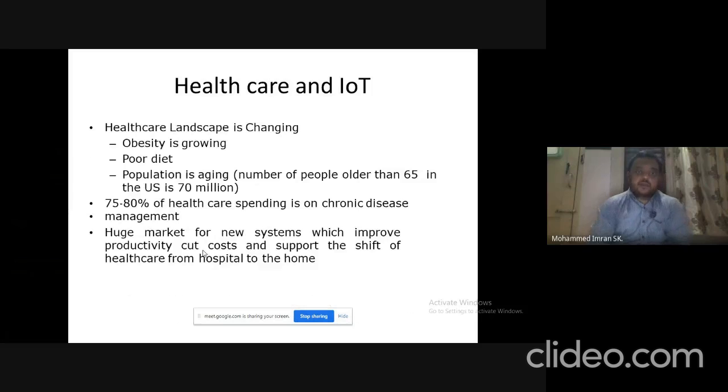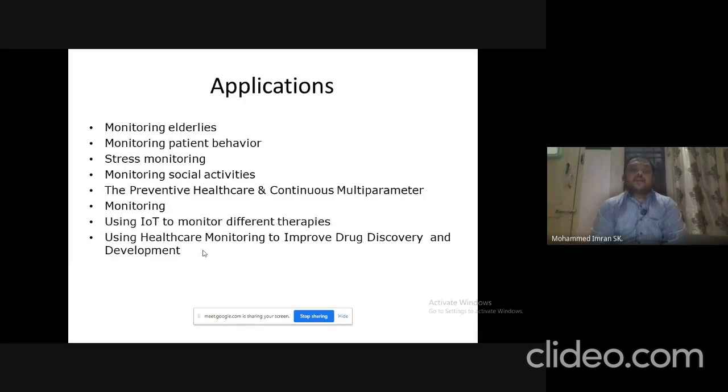So, coming to the first slide, there is healthcare and IoT. The healthcare landscape is growing. Normally these are the problems: obesity, poor diet, and an aging population. The number of people older than 65 in the US is 70 million, and it's still growing. 70 to 80% of healthcare spending is on chronic disease management, and there is a huge market for new systems which improve productivity, cut the cost, and support the shift of healthcare from hospital to home.